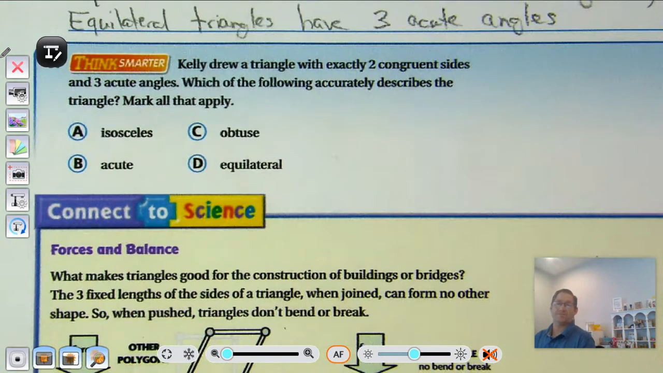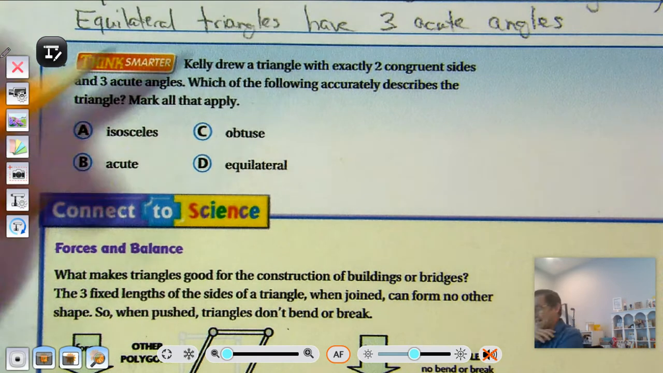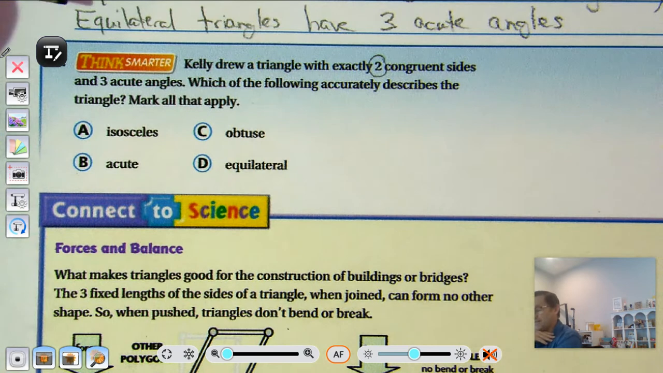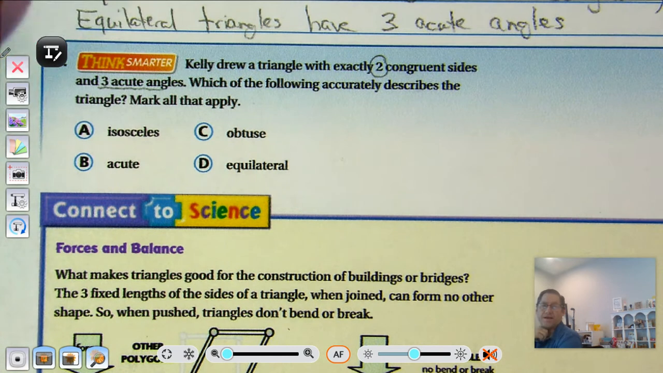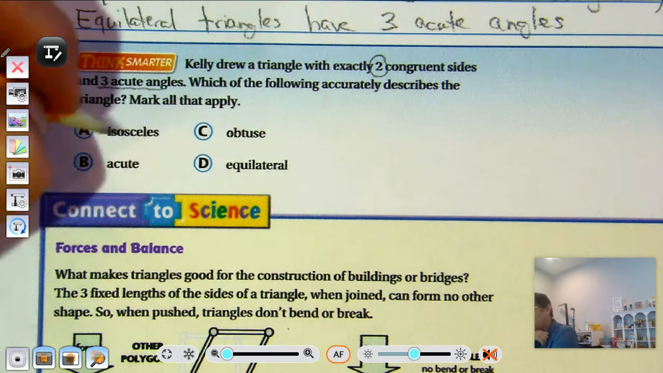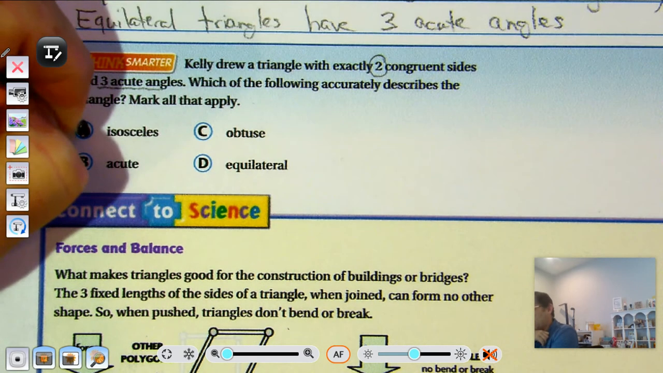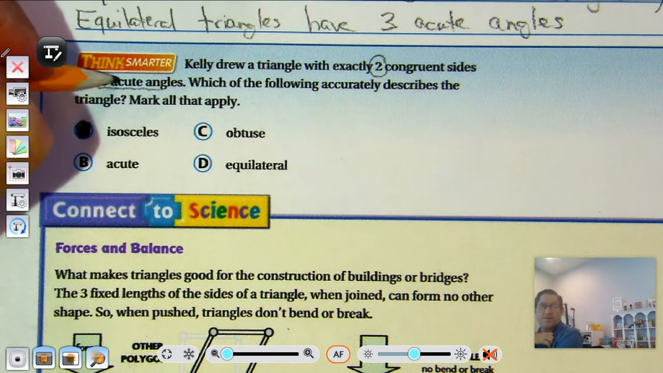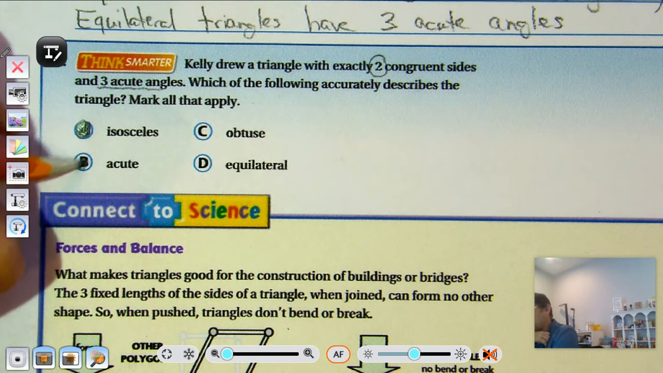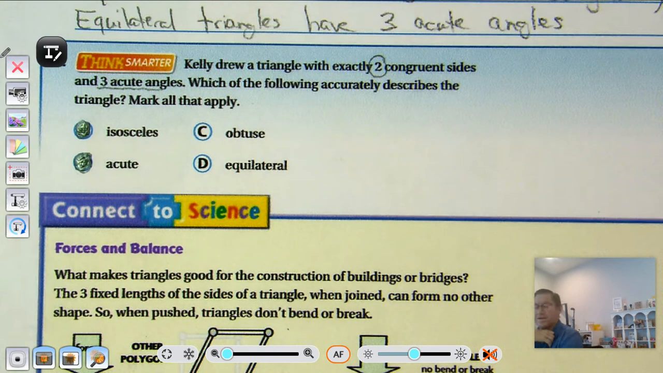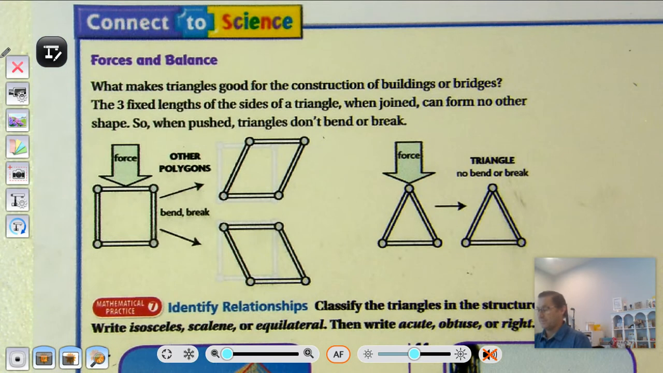All right, number 9. Kelly drew a triangle with exactly 2 congruent sides and 3 acute angles. Which of the following accurately describes the triangle? Well, 2 congruent sides makes that an isosceles triangle. The 3 acute angles makes it acute. So isosceles acute.